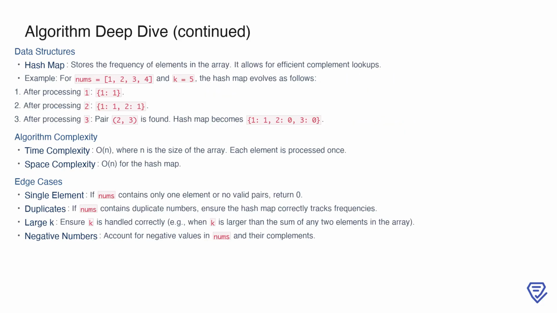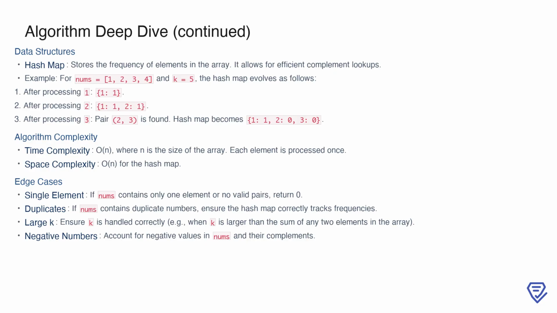The hash map serves as our primary data structure, storing the frequency of each element as we traverse the array. For instance, if we have nums equal to [1, 2, 3, 4] and k equal to 5, the hash map evolves dynamically with each step.